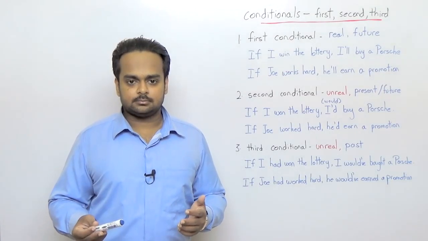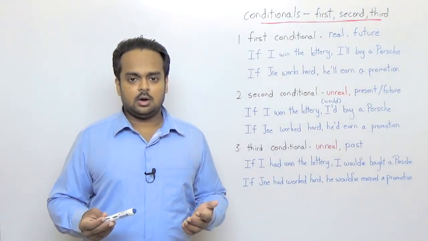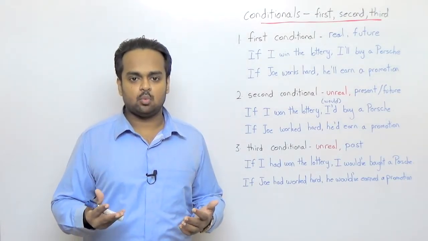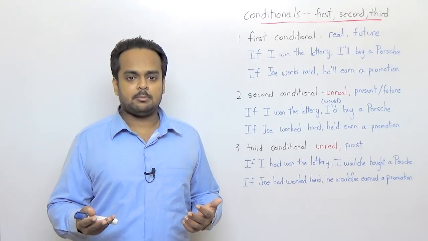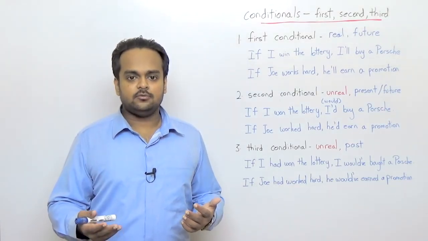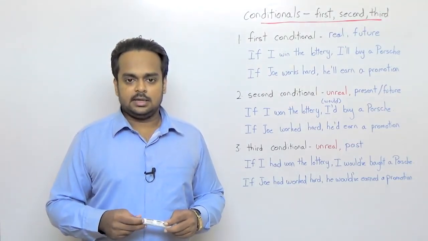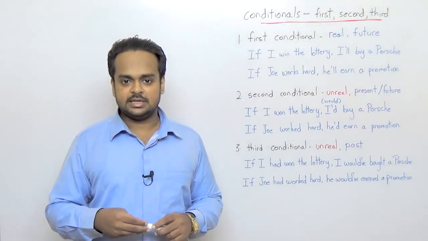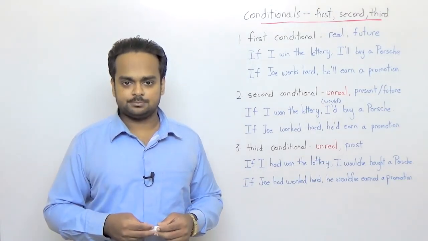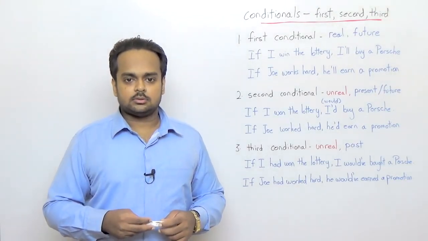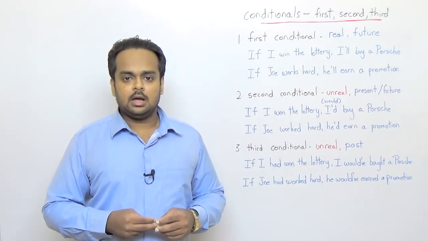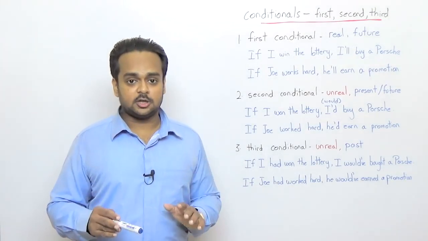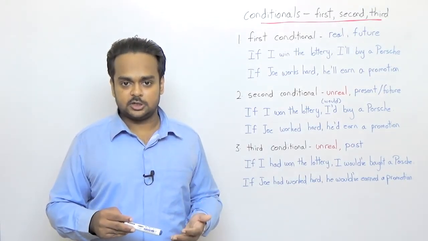Now, before we start, what's a conditional? Well, a conditional is a sentence with a condition and a result. And usually these types of sentences begin with the word if. For example, if I see you tomorrow, I'll give you my business card. In that sentence, the condition is if I see you tomorrow, and the result is I'll give you my business card. Now, when we talk about the three types of conditionals, we mean three types of sentences with the word if.